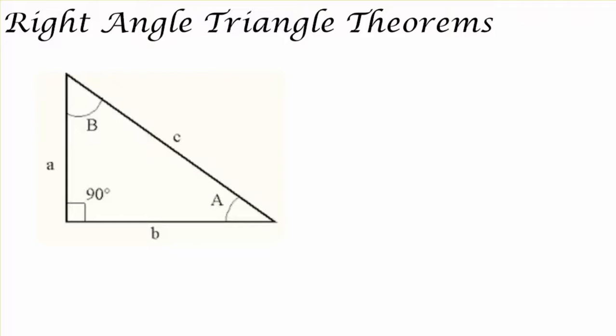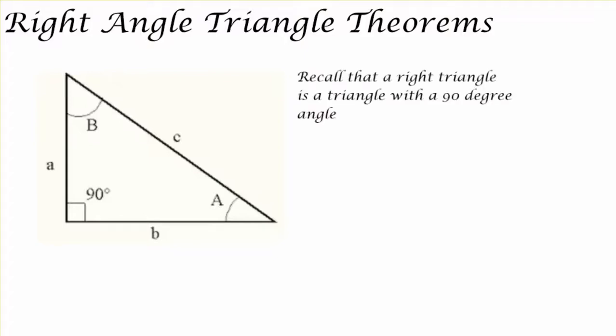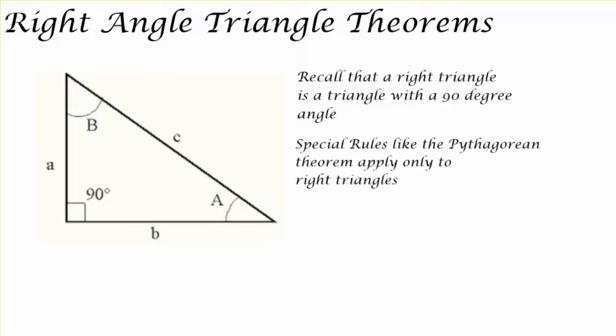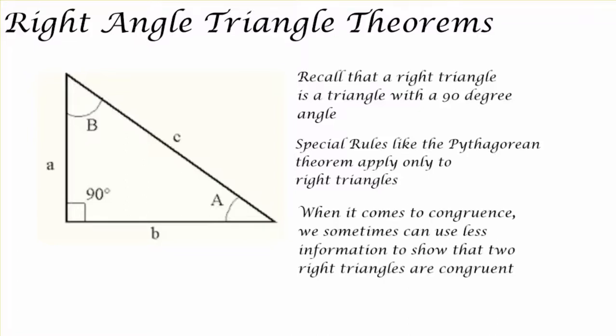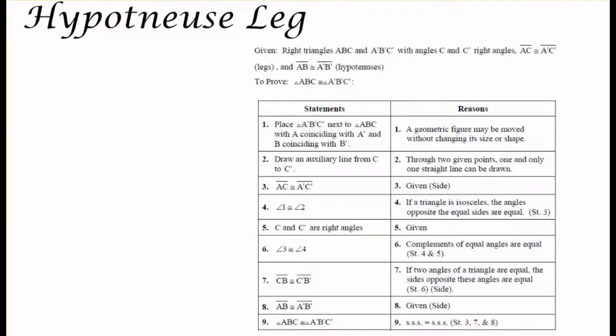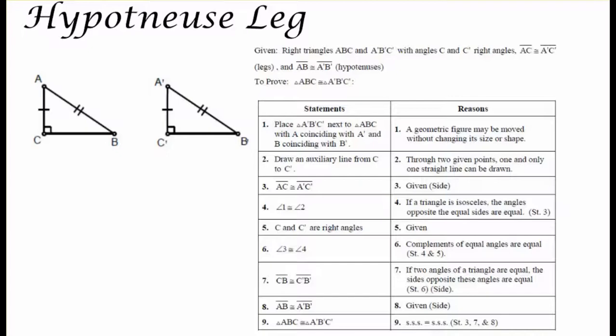Now here we have a right-angle triangle. And of course, we want to recall that a right-angle triangle is a triangle with a 90-degree angle. Special rules like the Pythagorean theorem apply only to right-angle triangles. And remember that when it comes to congruence, we can sometimes use less information to show that two right-angle triangles are congruent than we would if we had two normal triangles. So one of the first theorems that we can look to try and prove is called Hypotenuse Leg.